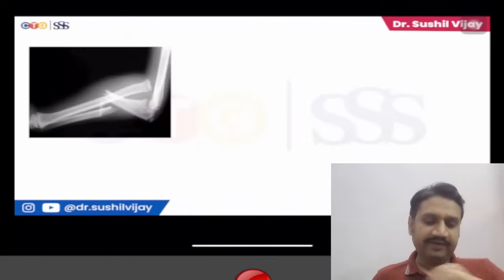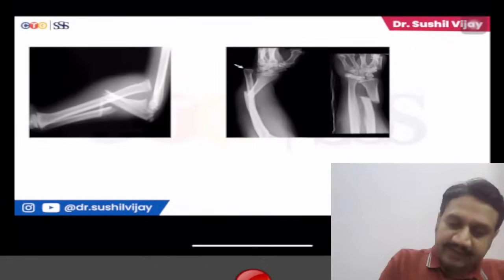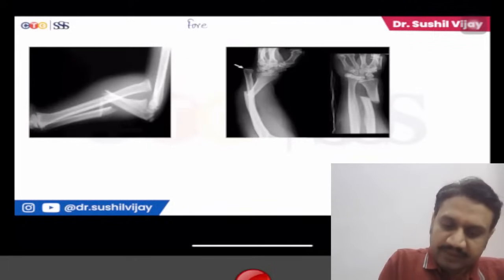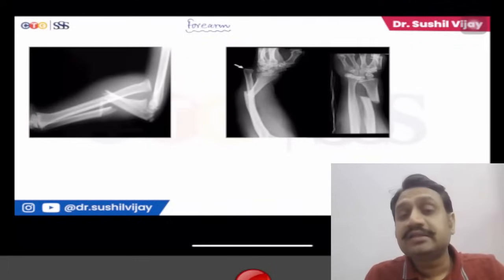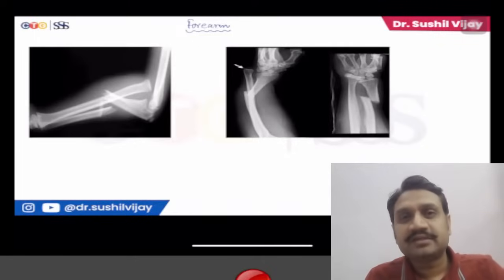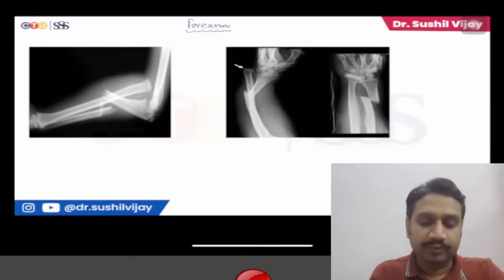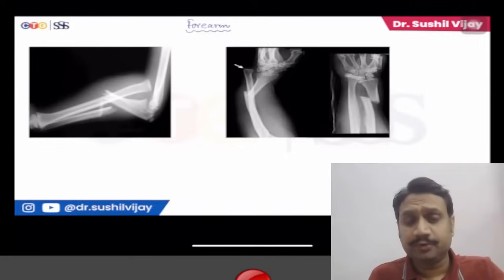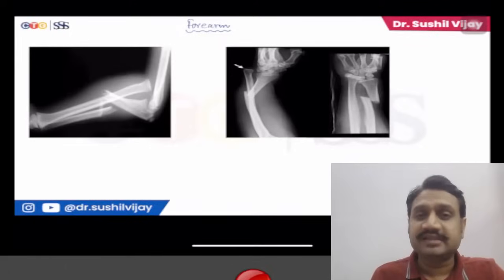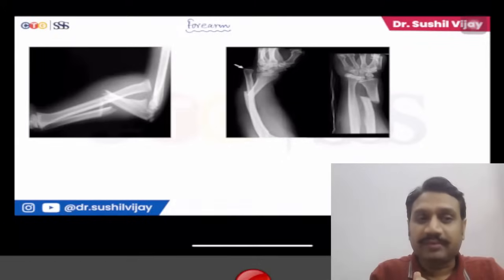Next, we have these two important injuries from the forearm area. In the forearm we have two bones, the radius and the ulna. And what function do the radius and ulna serve? They are the bones which give us the action of supination and pronation. Elbow gives you flexion and extension, wrist gives you flexion and extension, and supination and pronation happen at the forearm area.